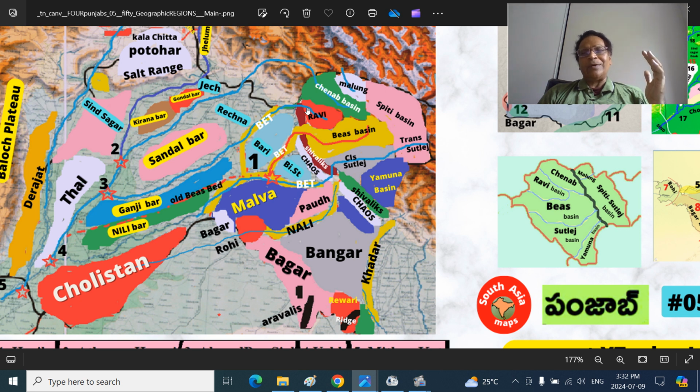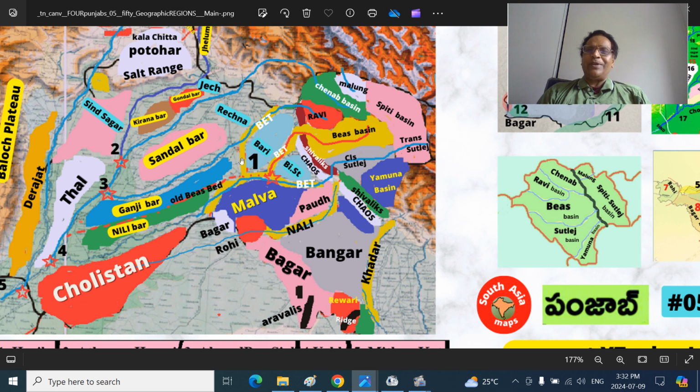rivers, the Bet region that floods and brings the new soil called alluvium, new alluvium. Sometimes it's called Bet, sometimes it's called Khadir, and Nali also sometimes. Because this is the Ravi river, this is the Ravi bed, this is the Beas river, this is the Beas bed, Satluj river, Satluj bed.